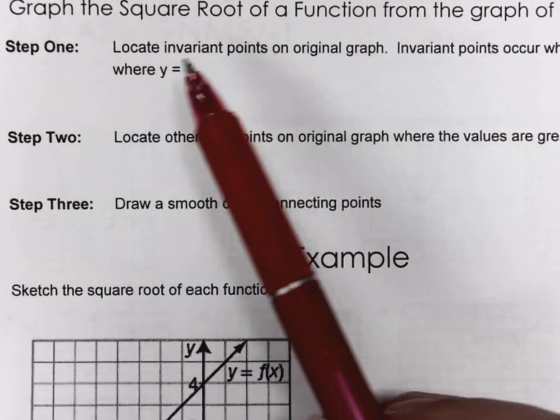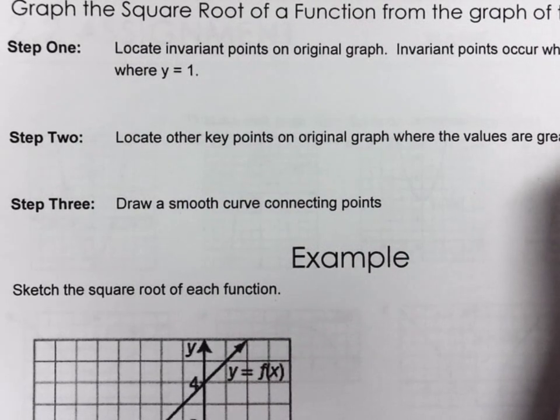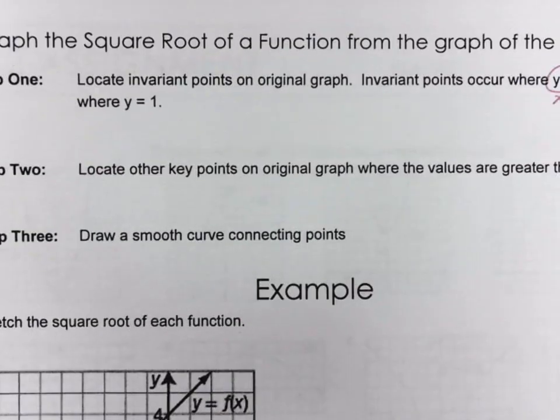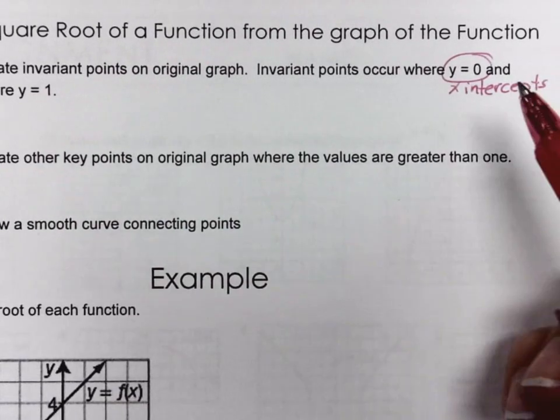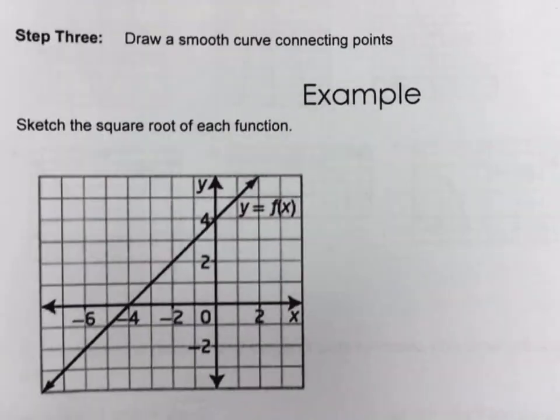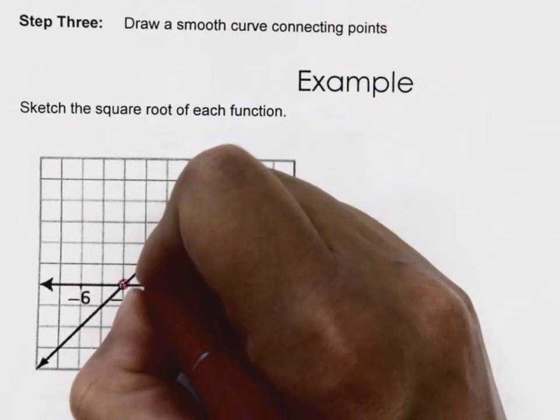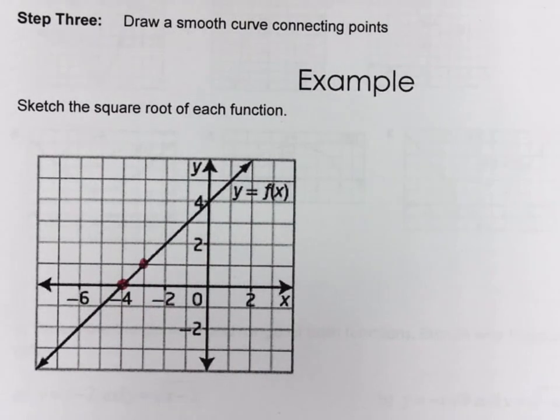If you can do that. So locate the invariant points on the graph. So x-intercepts, that's when y equals 0. Oh, sorry, you guys can't see that. That's your x-intercepts, and where y equals 1. So I'm going to locate those on here. There's my x-intercept, and there's where y equals 1. Those are your invariant points. So I've located them, I've indicated them, I am using pink, but it's not coming out very bright.